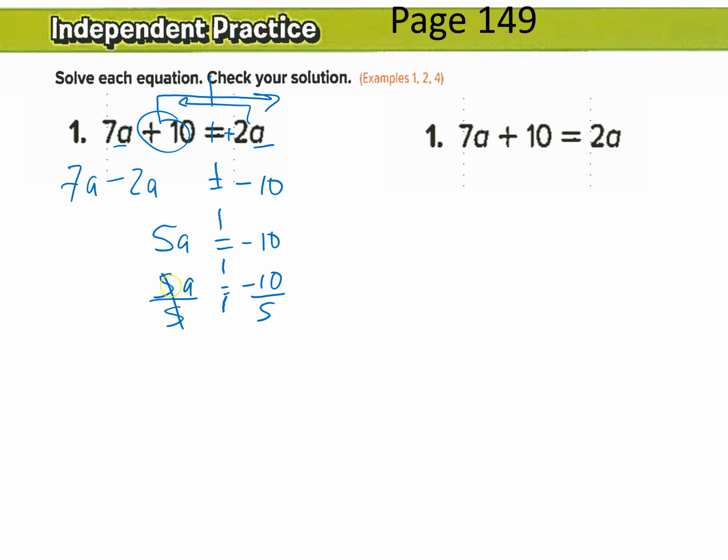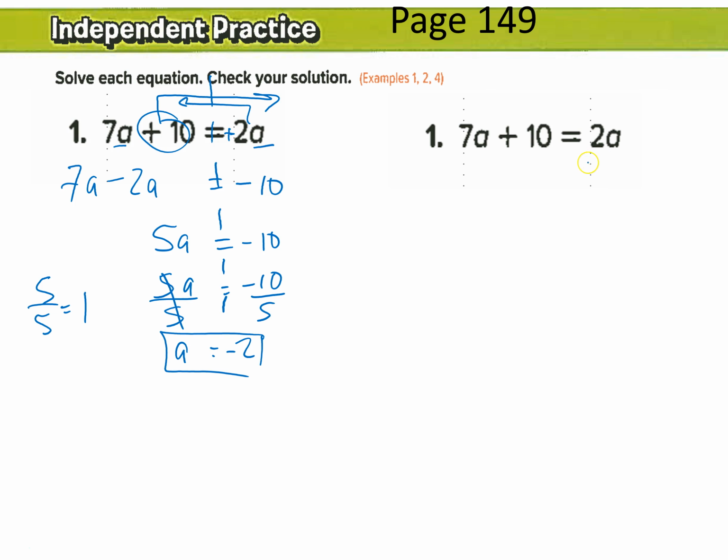And that gives me 5 divided by 5 is 1, and that leaves me 1a. And negative 10 divided by 5 is negative 2. Now this gives you the same result. It's just that I'm going to do the same thing to both sides.